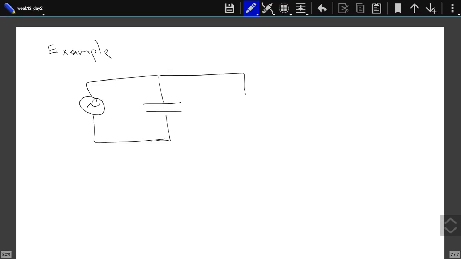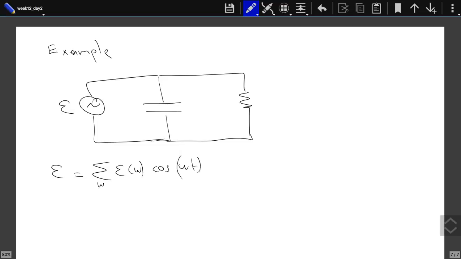And then here, let's assume that you have a resistor. And this resistor can be your earpiece, for example. You're listening to some music from your MP3 source. Your music will basically be an EMF source, but it will be an EMF source which contains many frequencies. This is your music. It will have both low frequencies and high frequencies.